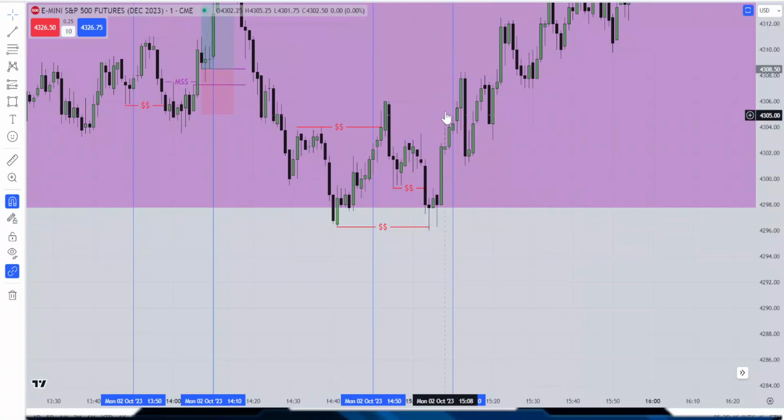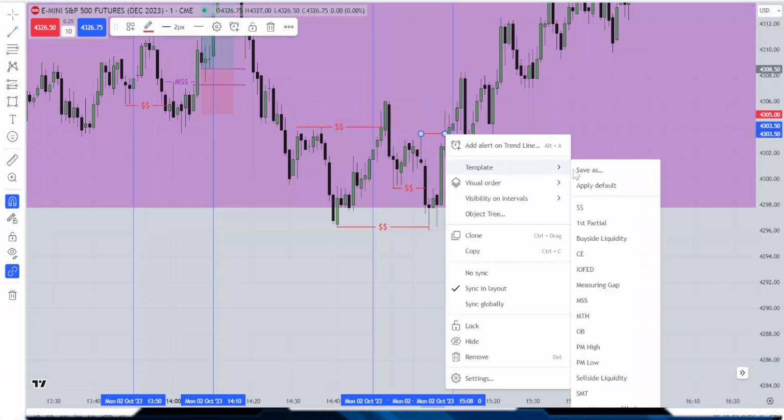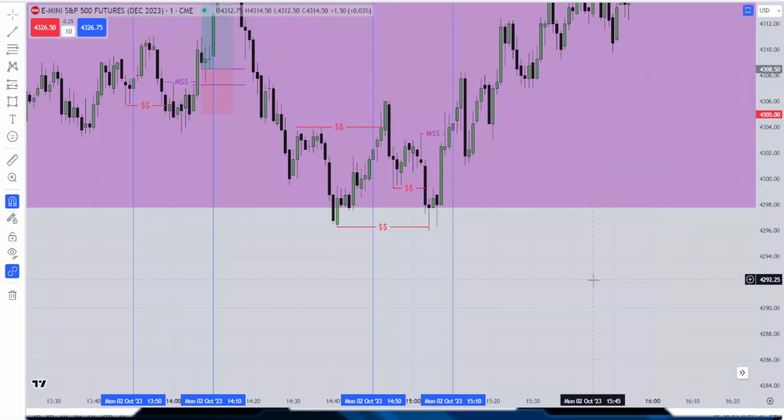After this I got this move. That was my market structure shift. This high has shifted the market structure. And the market structure shift, guys, this is the rule, it has to happen inside the macro. So I got my market structure shift over there.